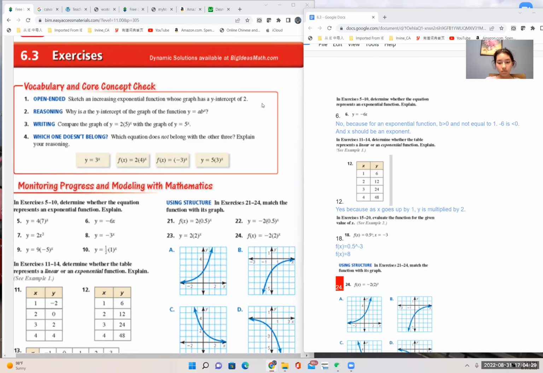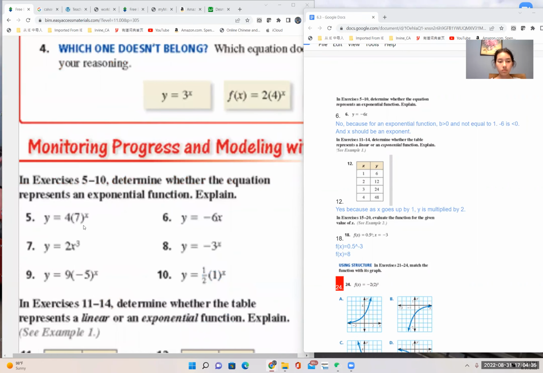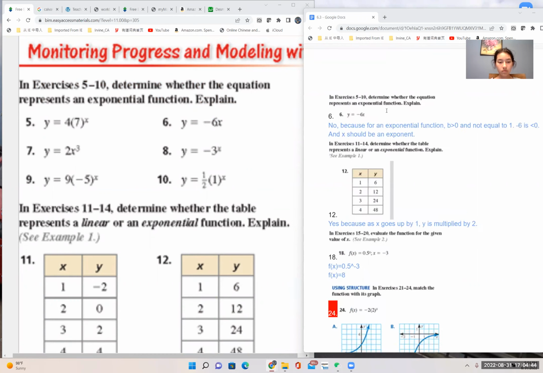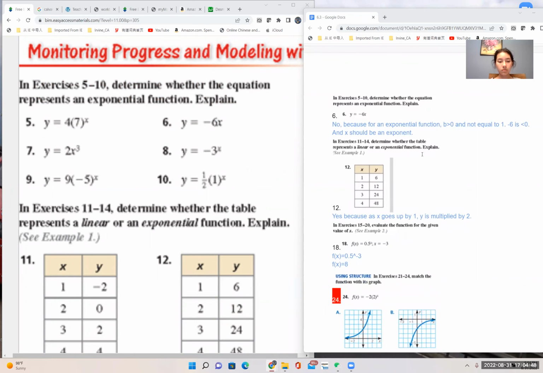Section 6.3 exercise. Problem 6. What we should do? Determine whether the equation represents an exponential function. Exponent. Of course, this is not. It's linear, right? Yeah, but I'll see how you explain it.